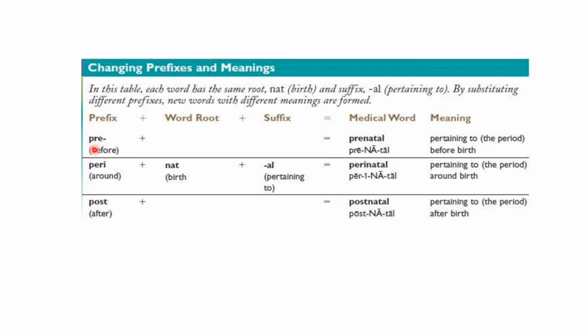If we use the prefix pre, that means prenatal, that is, pertaining to the period before birth. If we use the prefix peri, that means around, and the word derived from it is perinatal, that is, pertaining to the period around birth. And if we use the prefix post, that means after, the word derived from it is postnatal, that means pertaining to the period after birth. So changing the prefix changes the meaning of the word.